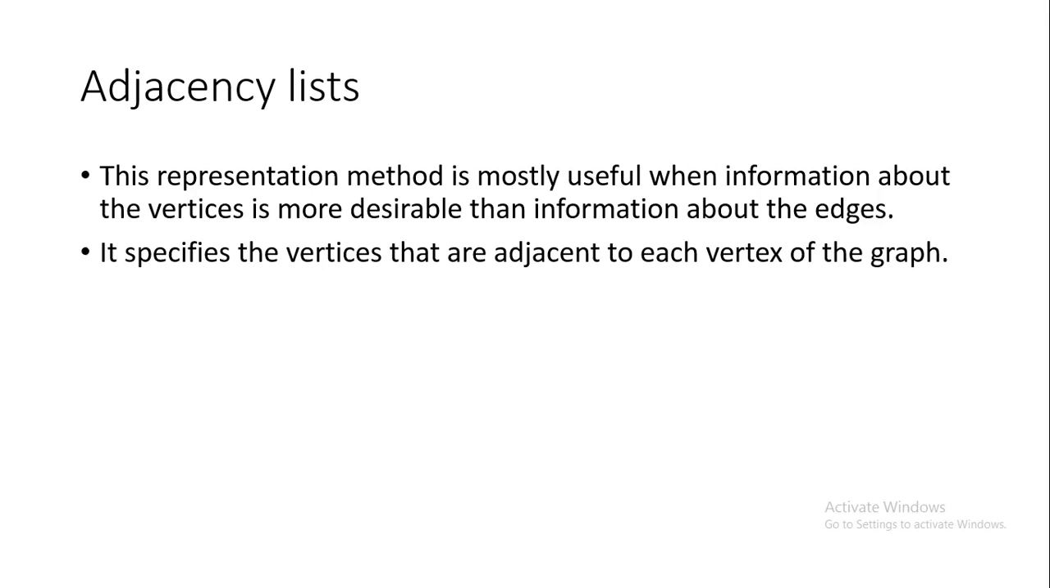Adjacency list. This representation method is mostly useful when information about the vertices is more desirable than information about the edges. The adjacency list specifies the vertices that are adjacent to each vertex of the graph.